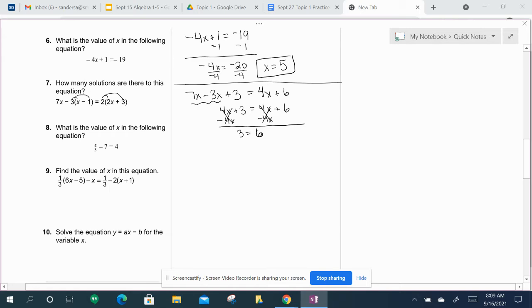Guys, when I have no x's left, no variables left, that means I need to look and see if this answer makes sense. So is it true that 3 equals 6? And that answer is not true. And so that tells me that there are no solutions to this problem.